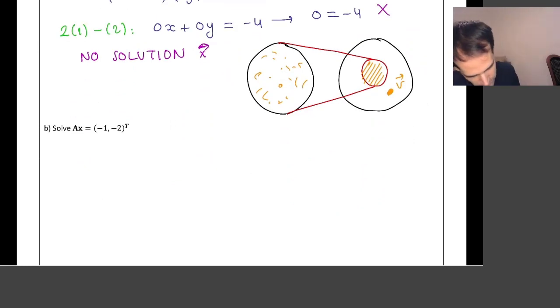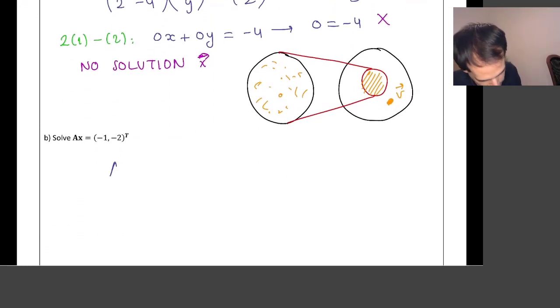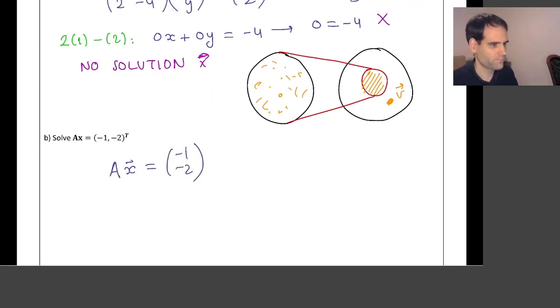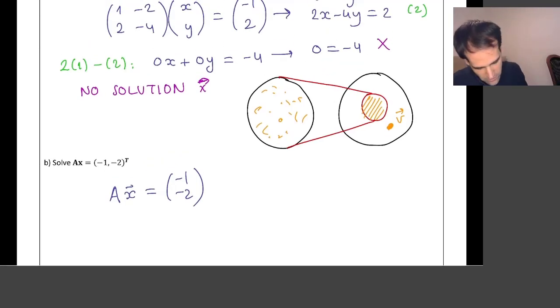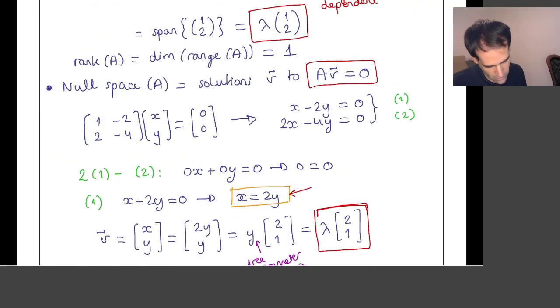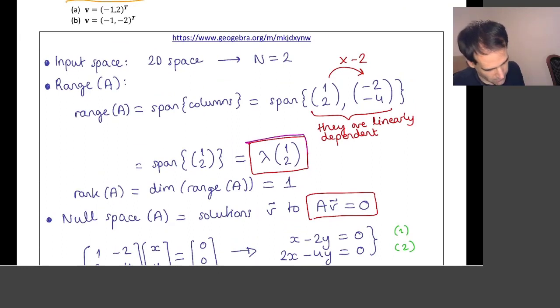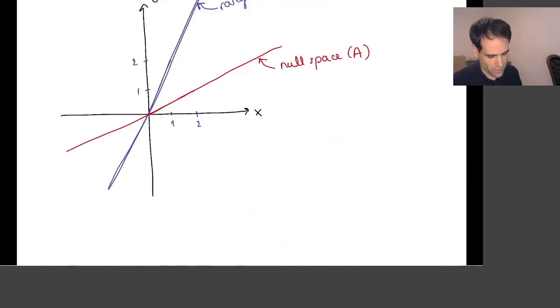Next, solve the same system but with A times x equals minus 1, minus 2. So this time, this vector minus 1, minus 2 is inside the range of the matrix, right? Because the range of the matrix was this line, lambda times 1, 2. And if you substitute lambda equals minus 1, then you get minus 1, minus 2. So this vector I gave you is inside the range.